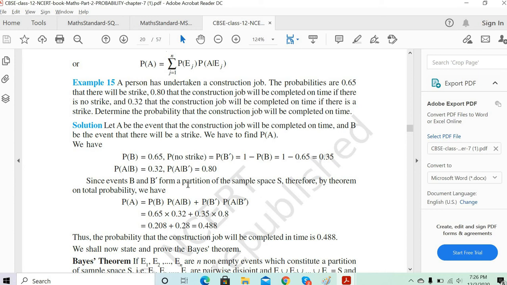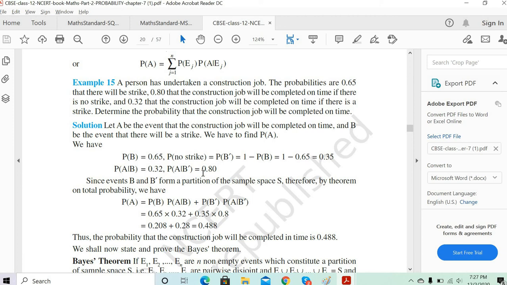So let P of B be equal to 0.65. P of A given B will be 0.32. P of B given A will be 0.80. So we have to find P of A. Exactly. So what is the formula we will apply now?